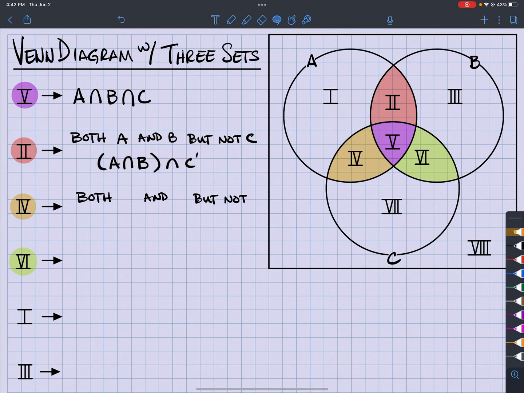All right, region 4. Region 4 is this region right here. Doesn't that have the intersect of A and C, and then take away the B? So this would be both A and C, but not B. So it will be A intersect C, intersect not B.